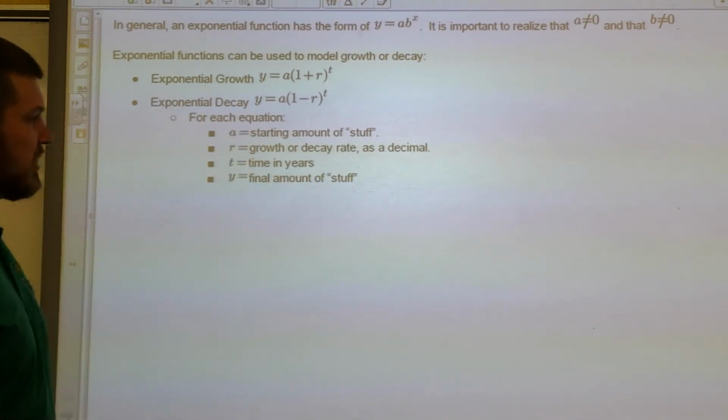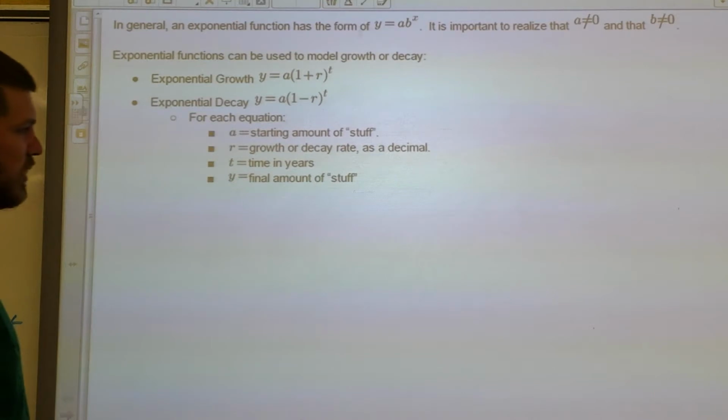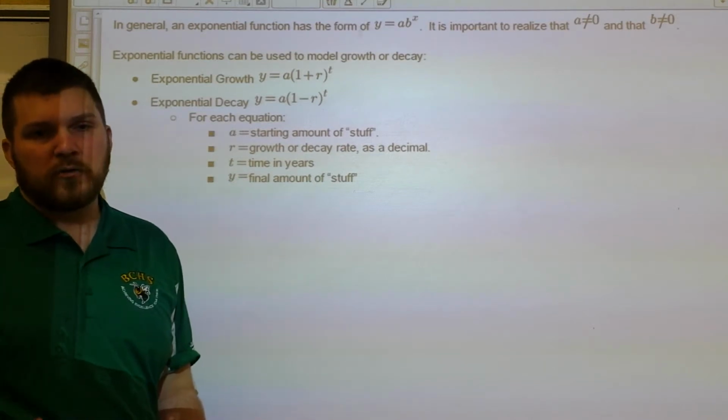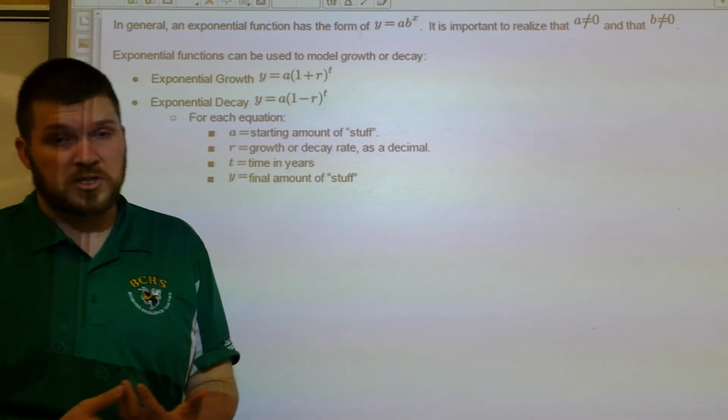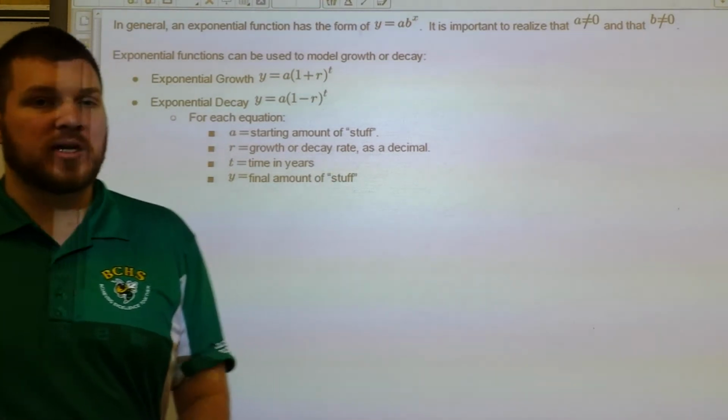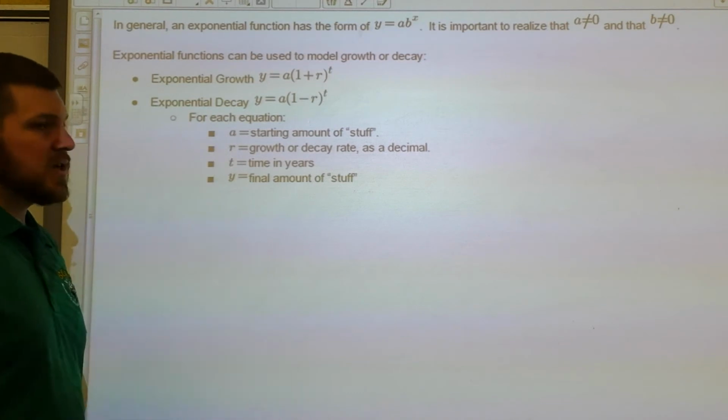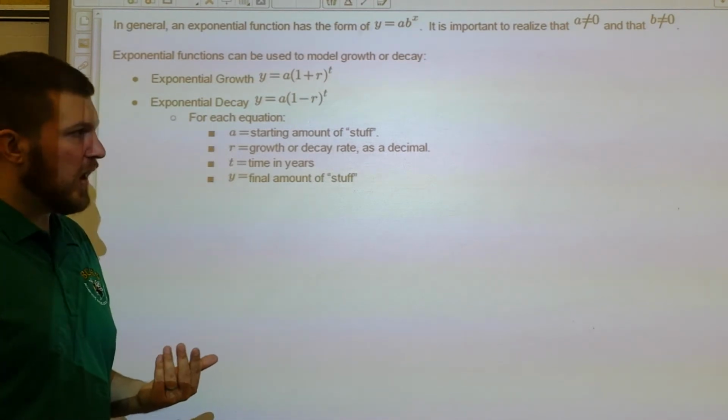A is your starting amount of stuff. R is your growth rate or decay rate, and it's important that it's always as a decimal. Sometimes it's going to be given to you as a percentage, and you'll need to turn that into a decimal. Very, very important. T is the time in years, and Y is your final amount of stuff.